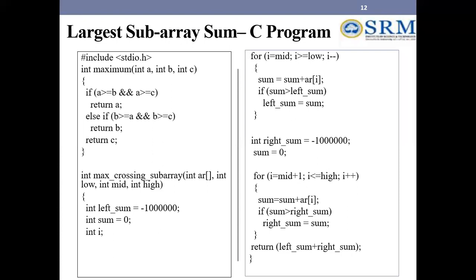Again, there is a maximum. So C is largest. We are finding A, B, C or CSS, LSS, RSS. That is, return C as the maximum element.